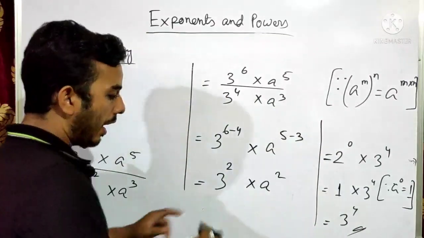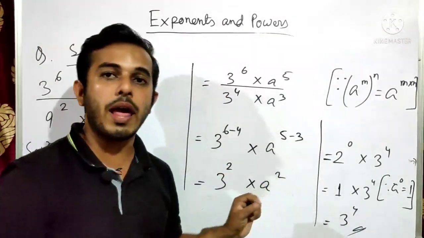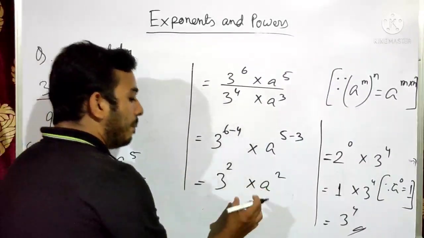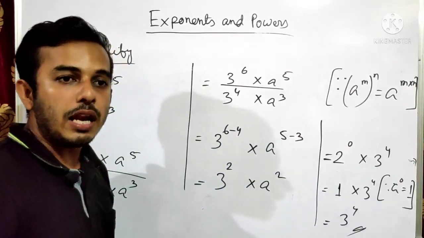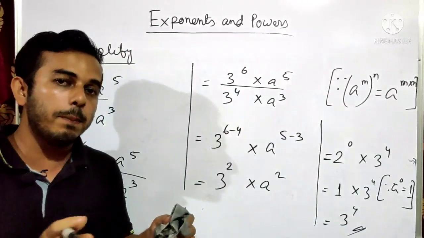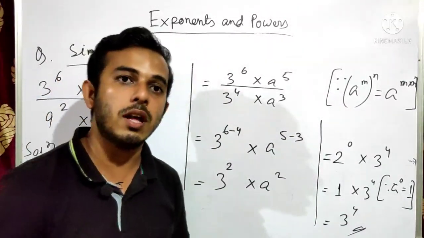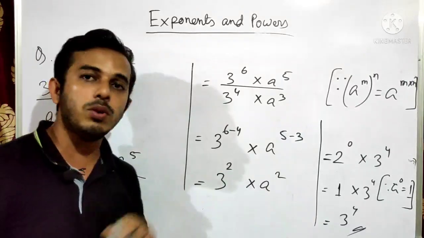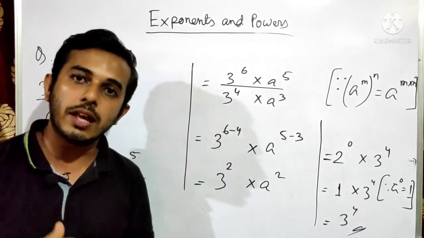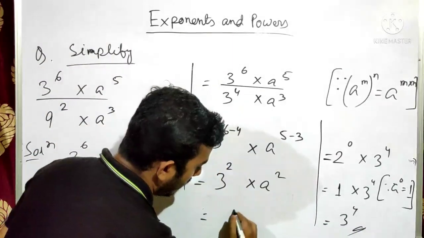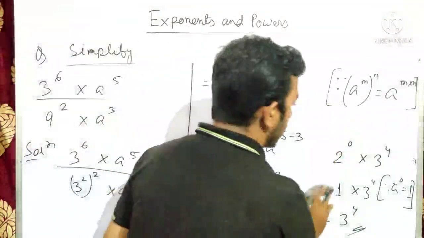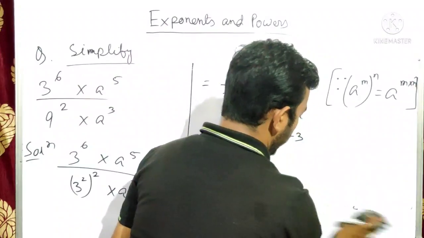Okay, now look, a power m into b power m. Here the bases are different but the power is the same, isn't it? So if the bases are different and the power is the same, we have one relation, that is a power m into b power m. In that case we have to multiply the bases and take the power common. So here we will multiply 3 with a, it will be 3a, and by taking the power common it will be 3a whole square, isn't it? So let's write 3a whole square. Clear? So this is how we can solve such type of equations or such type of exponential form.